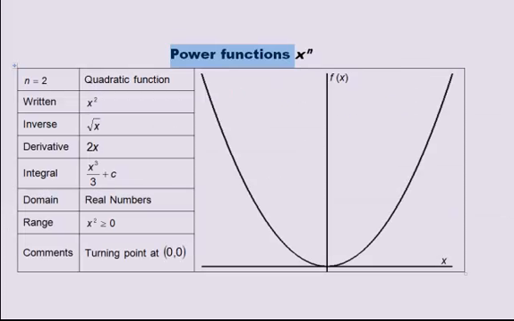Power functions, x to the power n. n equals 2, the quadratic function. Written, x to the power 2. Inverse, the square root of x. Derivative, 2x. Integral, x cubed over 3 plus c. Domain, the real numbers. Range, x squared is greater than or equal to 0. Comments, turning point at 0, 0.